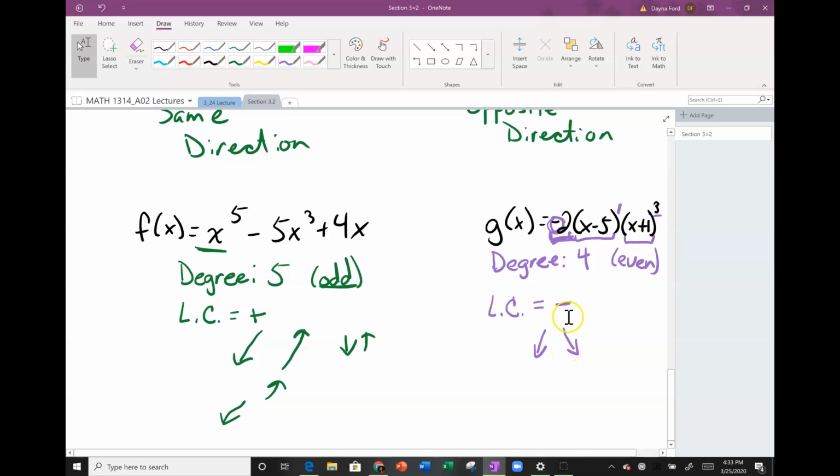So I want you to practice finding what the leading coefficient is and the end behaviors. And in the next video, we'll talk about how to use them to actually graph items.